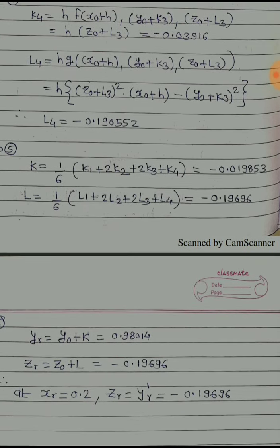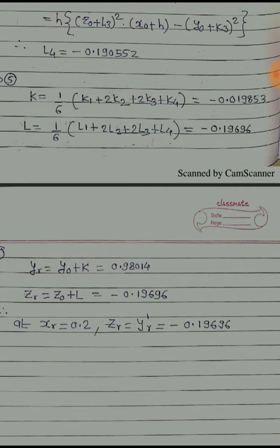The next work is to find out the value of k. We are calculating the value of k, that is 1 by 6 of k1 plus 2k2 plus 2k3 plus k4. All these values are known to us now, we have calculated them. When we put all these values, you will get k is equal to minus 0.019853, and L is equal to 1 by 6 of L1 plus 2L2 plus 2L3 plus L4. Same way, similar to k, the formula of L is there. So the L value also we have calculated.